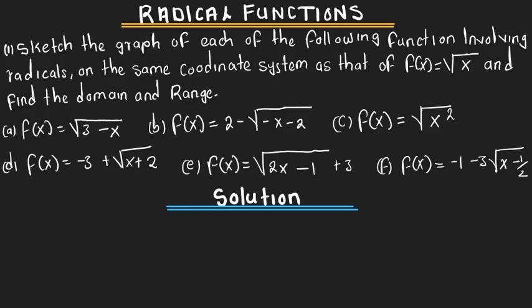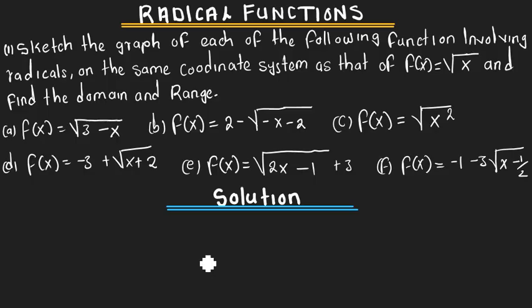So today we'll be looking at radical functions, how to plot radical functions, and finding the domain and the range of a radical function. So here is a question. The question simply states that we sketch the graph of each of the following functions involving radicals on the same coordinate system as that of f of x, and find the domain and range. So how do you go about solving this? How do you sketch? How do you know how to do this? It's very simple.